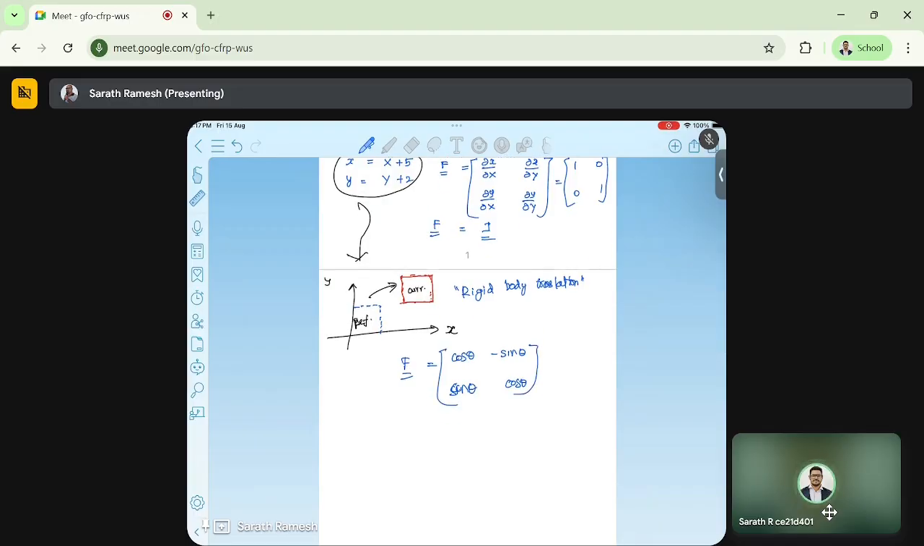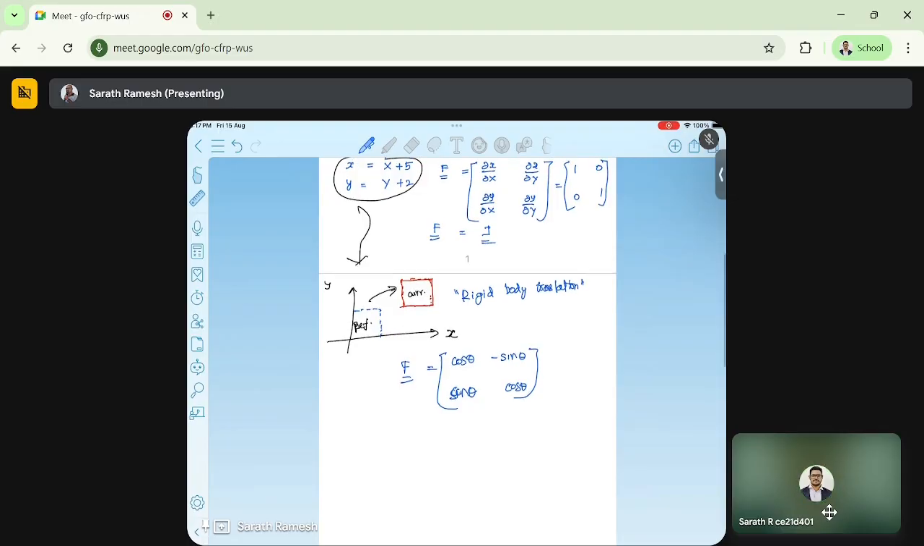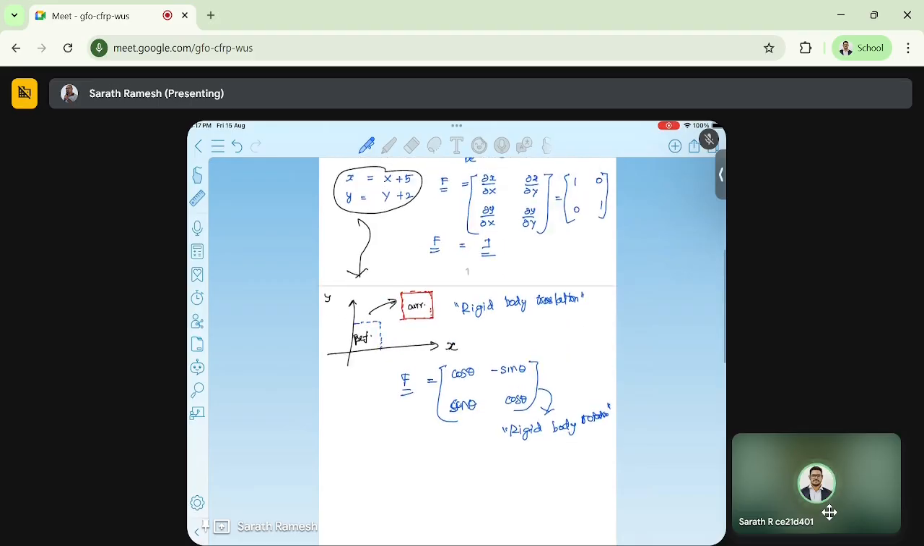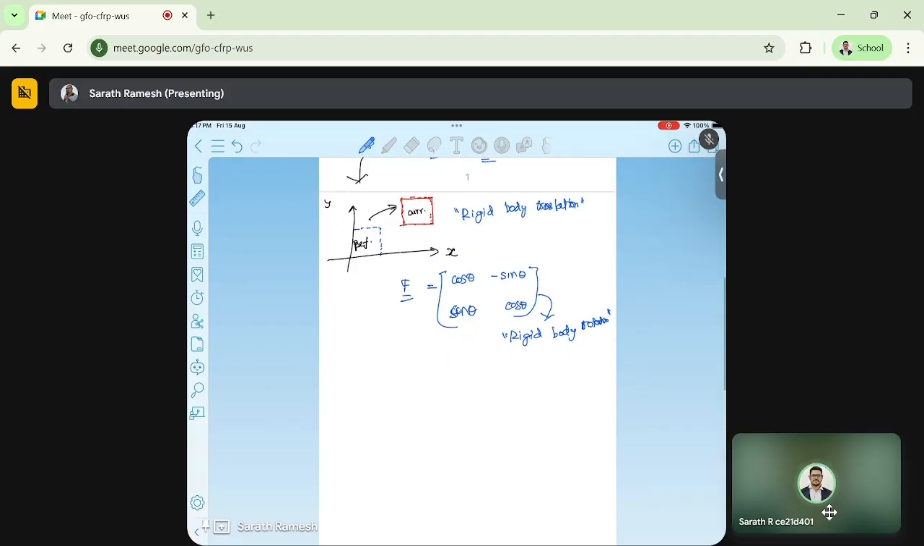So here it corresponds to rigid body rotation, right? We have seen the x, y, ex, ey basis rotating about the z axis by an angle theta. So this is rigid body rotation. Okay, I'm just giving the definition of F, the deformation gradient, and some examples for you to understand before going into the actual problem.